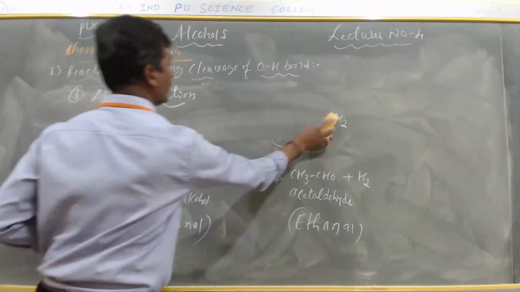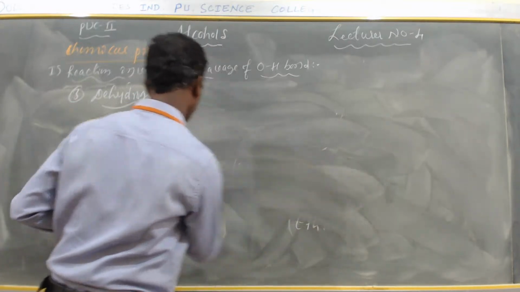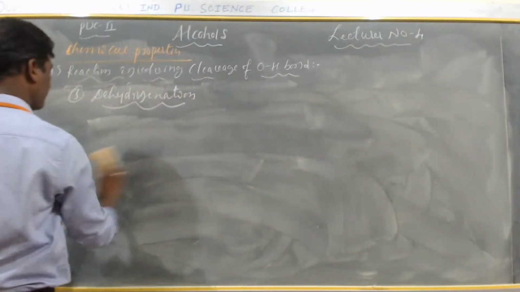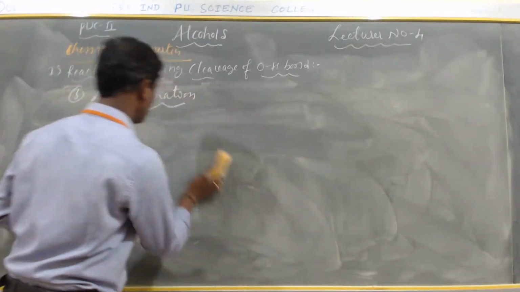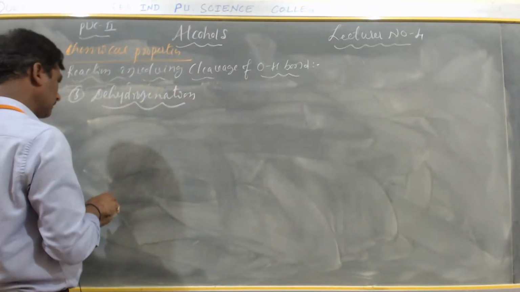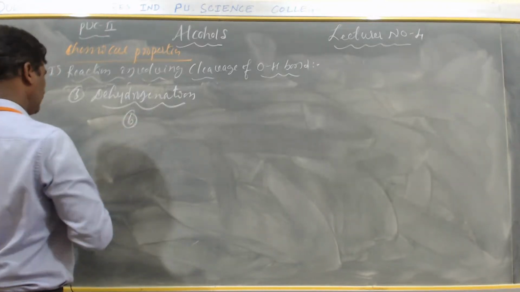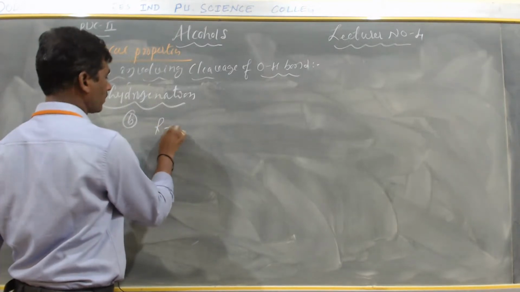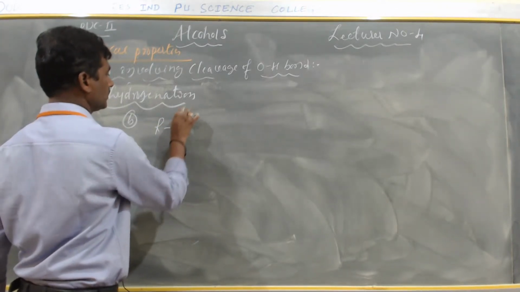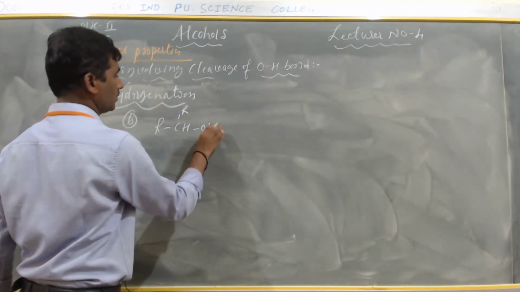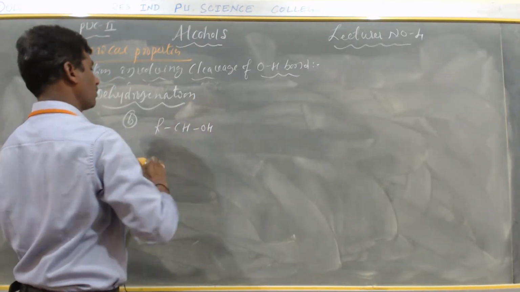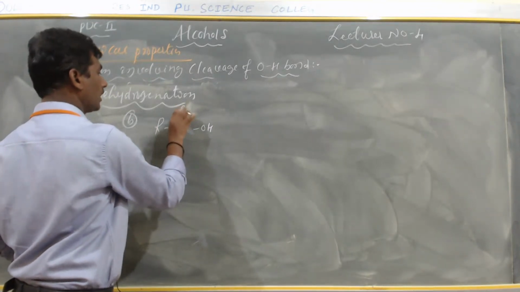Next is B, which I can discuss here. So, what is the secondary alcohol? It is R, CH, R, OH. This is called secondary alcohol, because two alkyl groups are attached to the carbon.